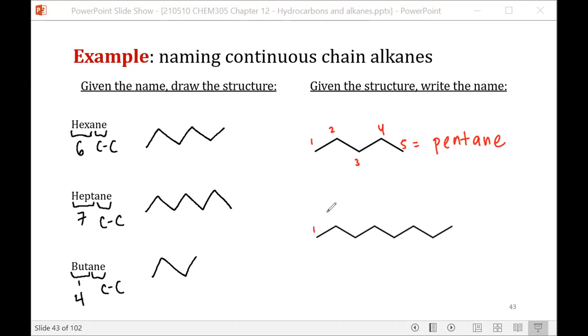Next one down, 1, 2, 3, 4, 5, 6, 7, 8. So the prefix for 8 is oct. And they're all connected with single bonds, so this is going to be octane, with the A-N-E ending to show that the whole carbon chain only contains single bonds.